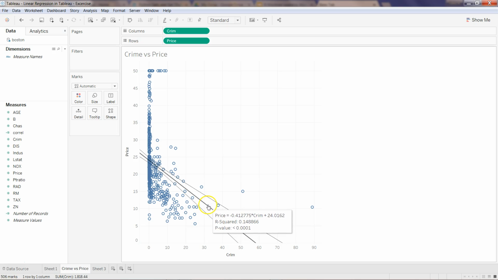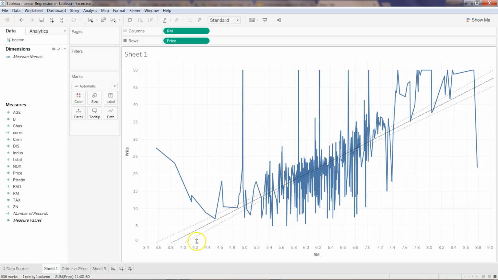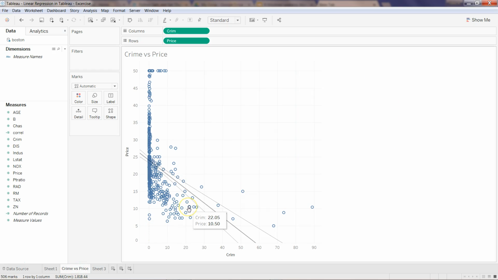So 0.14 we are getting over here, and in case of average number of rooms we are getting 0.48. So 0.48 is definitely better. So that's a better variable than the crime rate to predict the house prices. So I would really like you to experiment with the other variables against the price and find out what you observe.